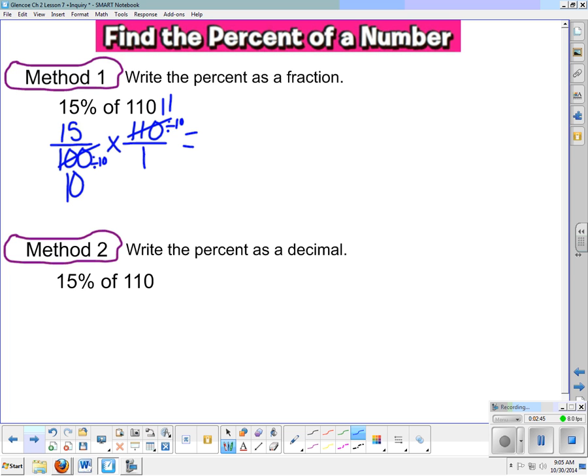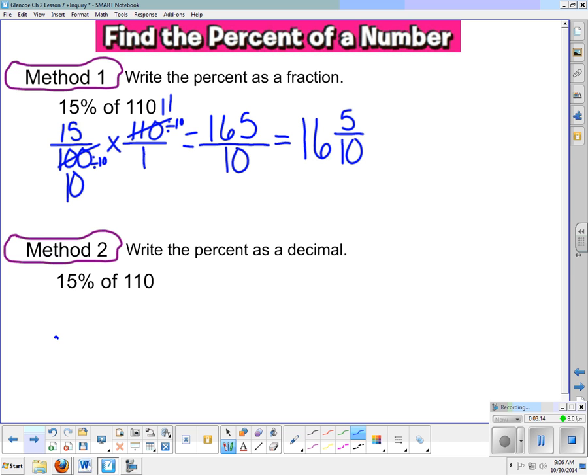I can now multiply my numerators. 15 times 11 is 165. 10 times 1 is 10. 10 goes into 165 16 times with the remaining 5 tenths.